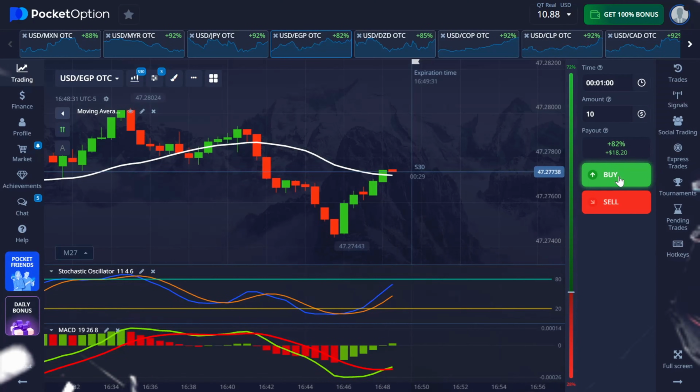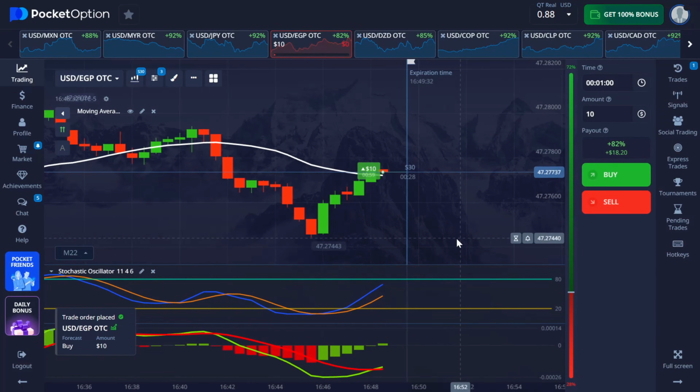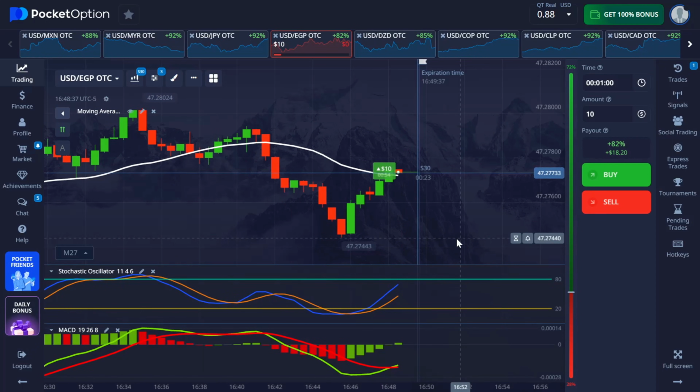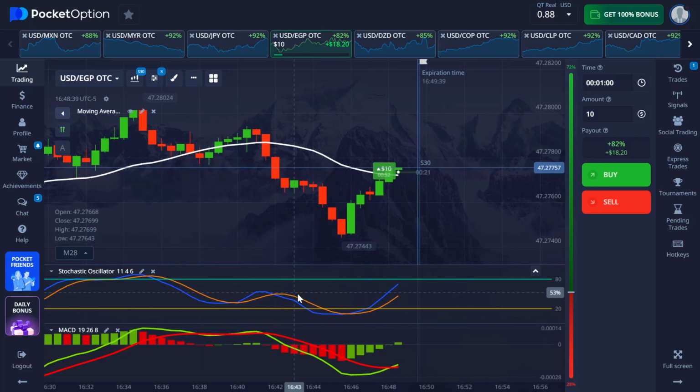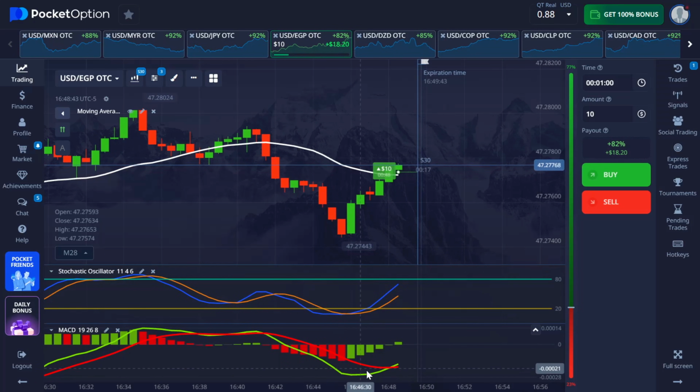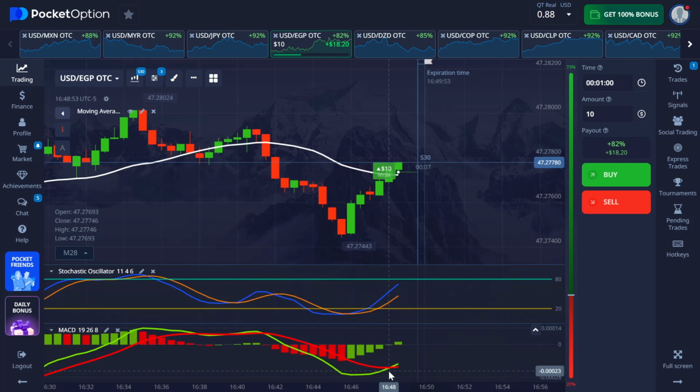This is my first trade for the day. Alright, so the reason why I took this, as you guys can see, we have been oversold on the stochastic oscillator and the MACD is also oversold. So that's what I'm looking at right now. And yes guys, I have a pro tip for my loyal subscribers, so stay tuned.